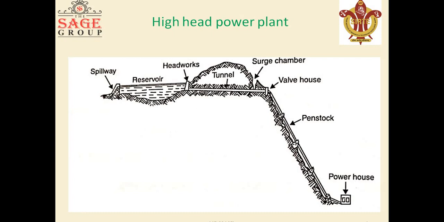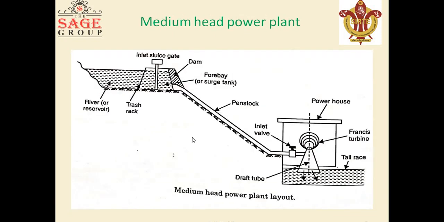These are all the elements shown in the high head power plant: head, reservoir, tunnel, surge tank, valve, penstocks. These elements are discussed separately because they are important chapters, such as the spillway. Then the second one is the medium head power plant.